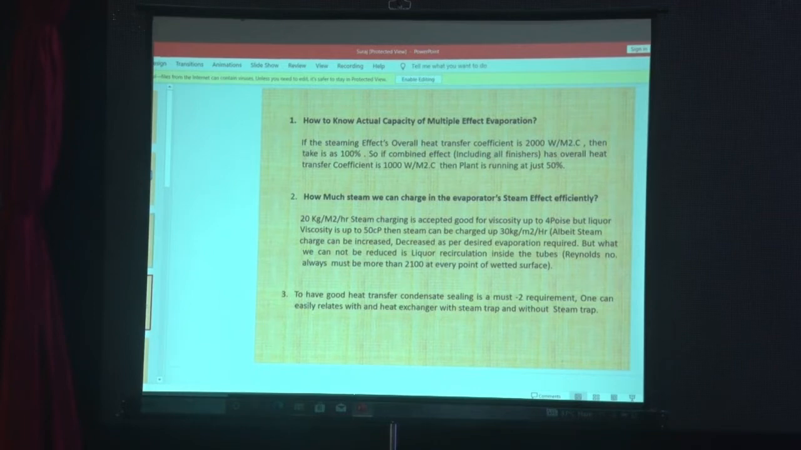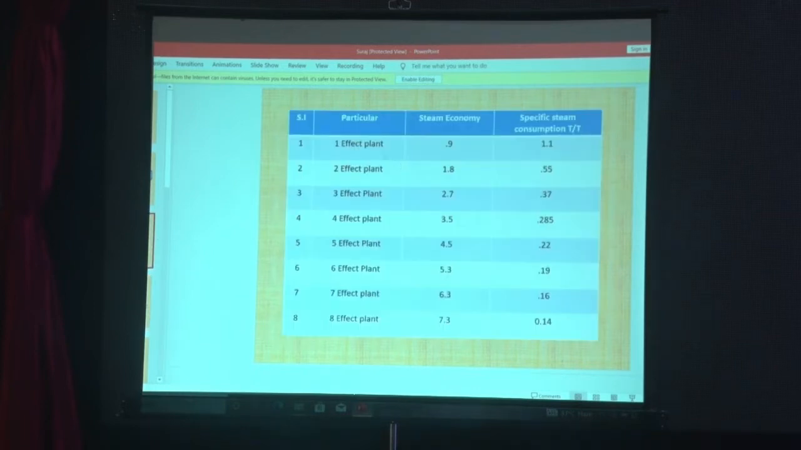So this is the way. This is the general data collection. If you are running an evaporation plant with single effect, steam consumption will be 1.1 ton per ton of water evaporation. If you are using a 2 effect plant, it will be 0.55, and if you are using 7 effect, steam consumption will be 0.16 ton per ton of water evaporation.